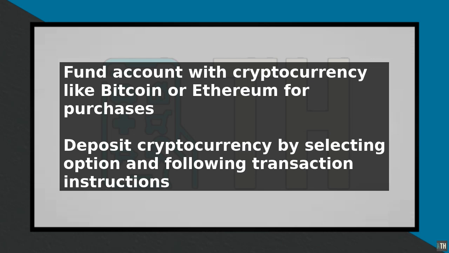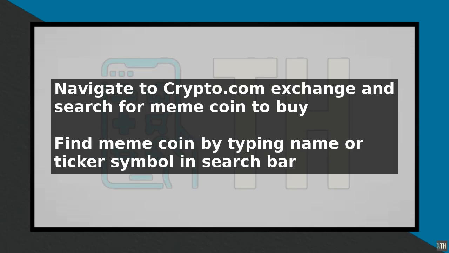Next, navigate to the Crypto.com exchange by clicking on the Trade tab. Here you can search for the meme coin you want to buy by typing its name or ticker symbol in the search bar. Once you have found the coin, click on it to go to its trading page.